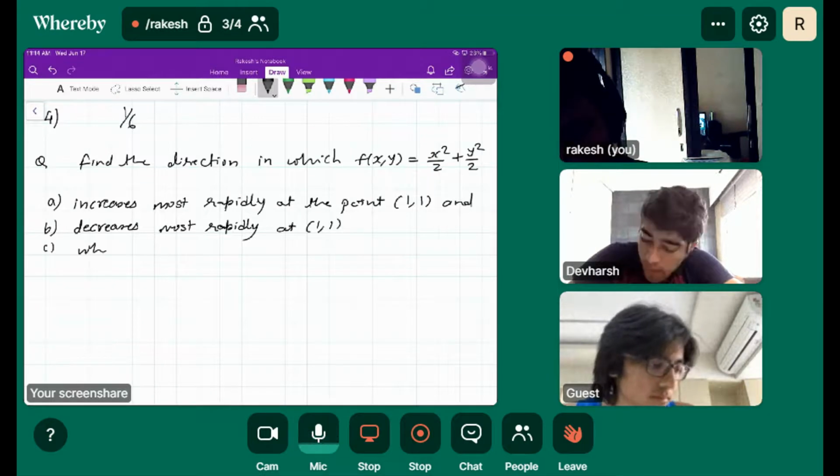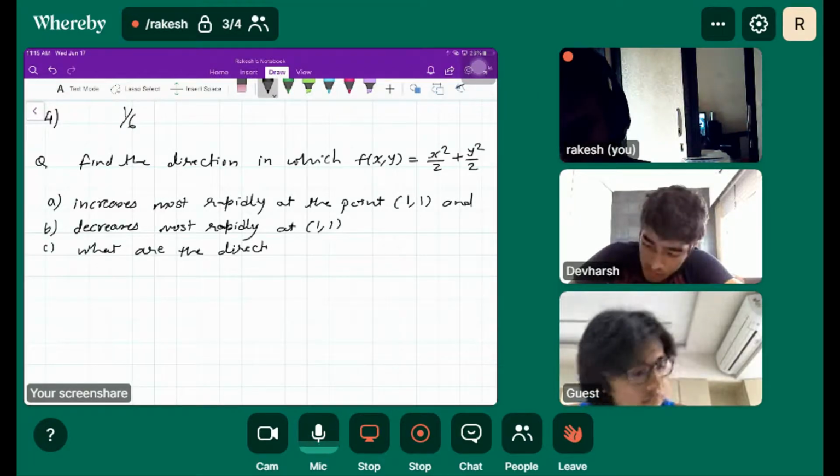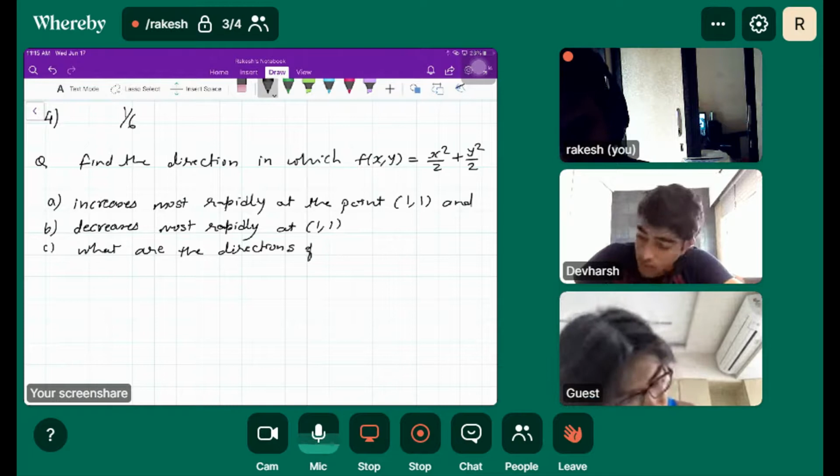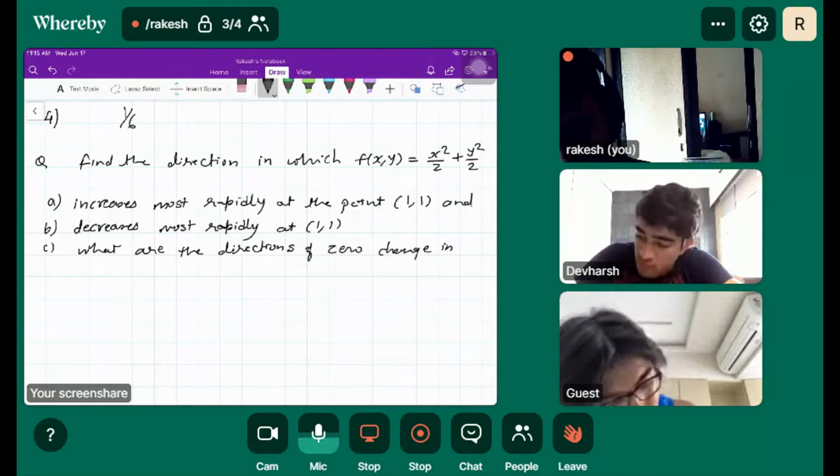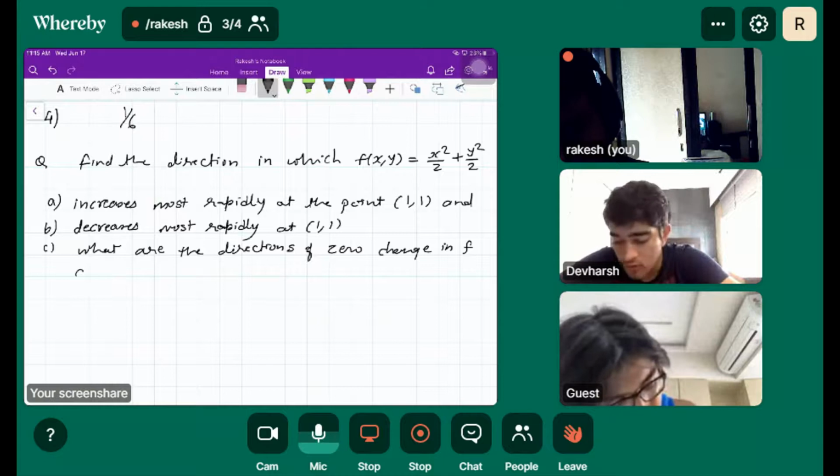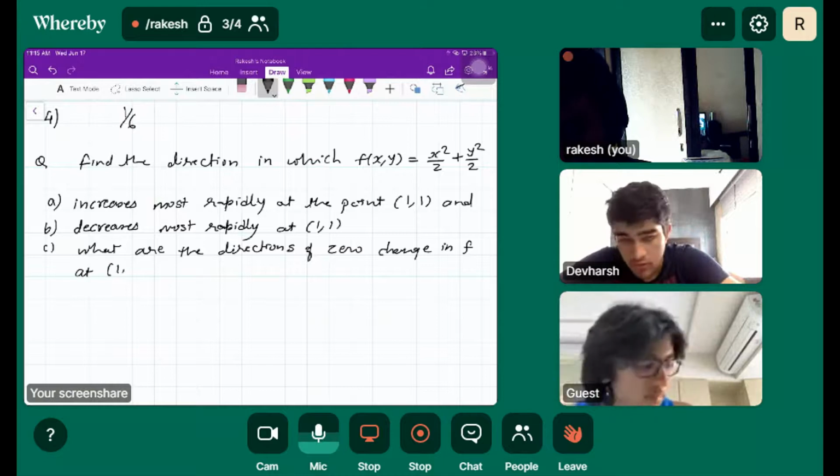C, what are the directions of zero change in f at 1 comma 1?